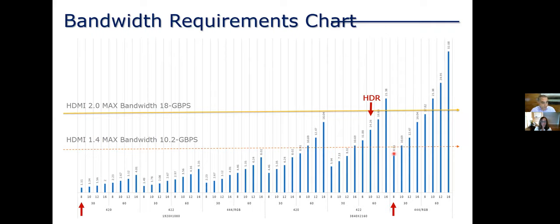Our compression, again, is display stream compression. So it's the broadcast standard. You actually don't notice any of the compression and artifacts, but this chart will help you understand where compression kicks in and what bandwidth requirement you have.